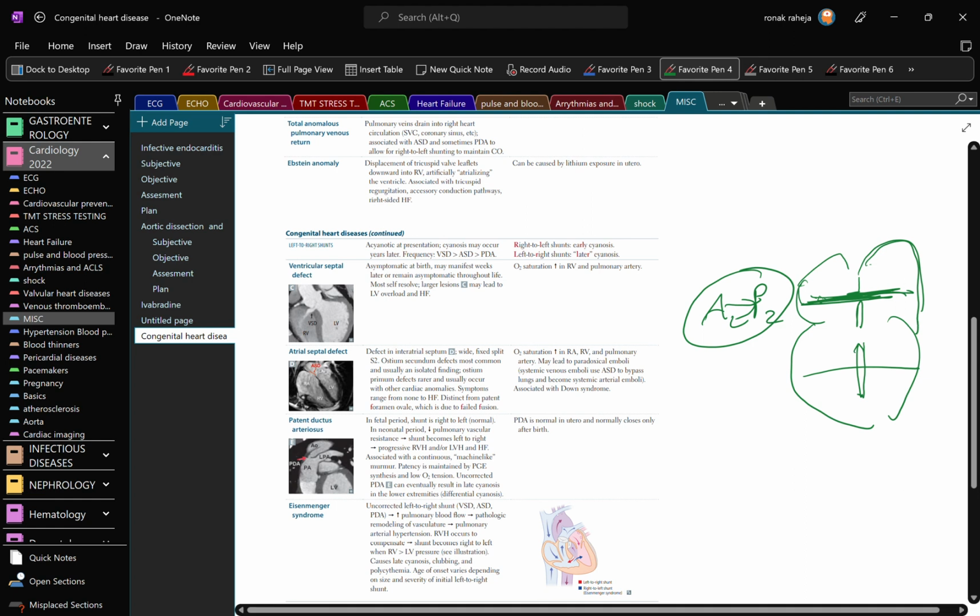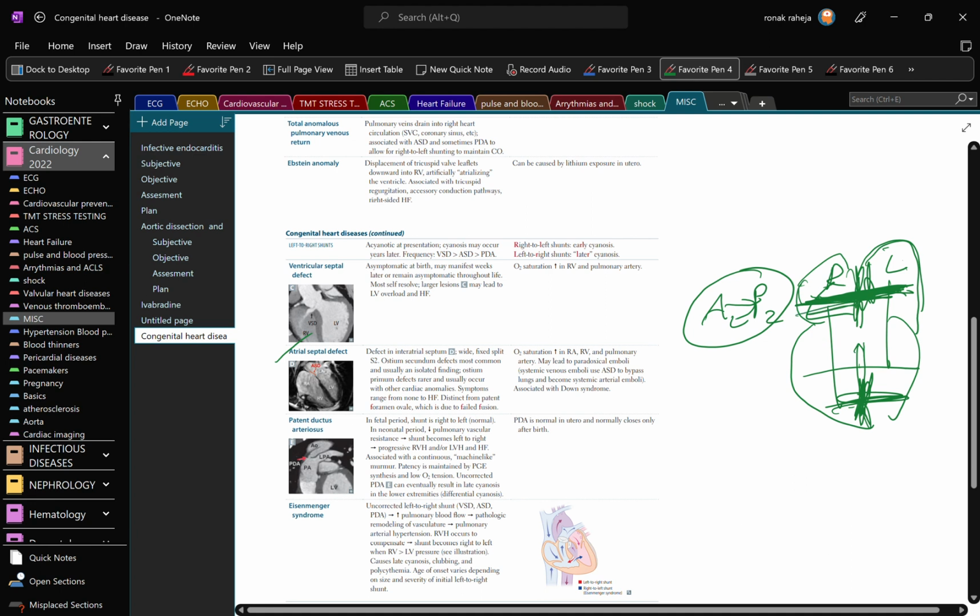So you will have blood flowing from this side, from the left heart to the right heart, and then there will be fixed wide splitting of the heart sound in atrial septal defect. VSD, again, you can have a continuous machine-like murmur, which has to be repaired with a patch, or ASD has to be repaired with a patch and closed.